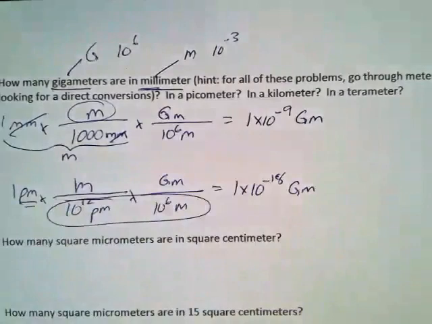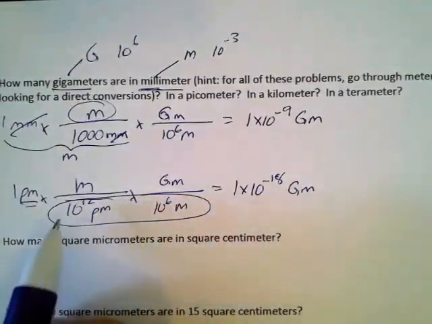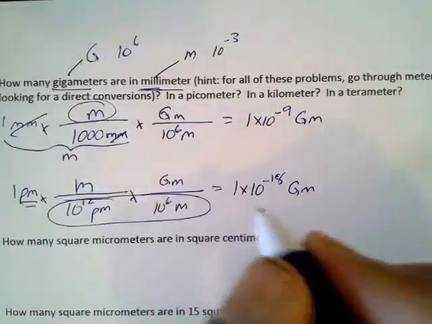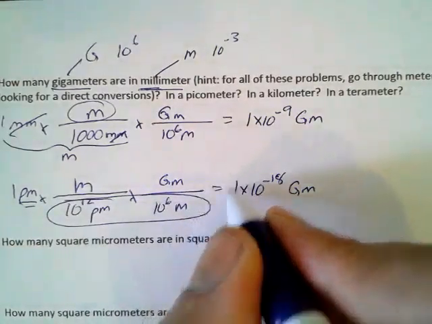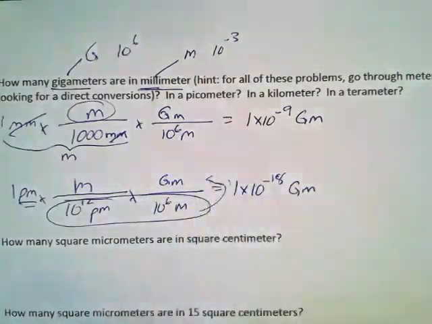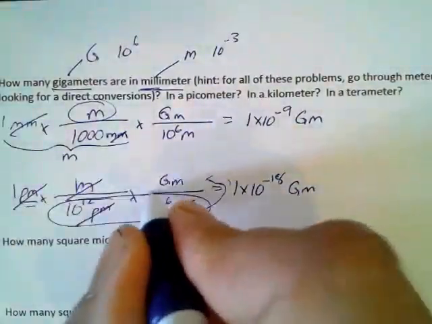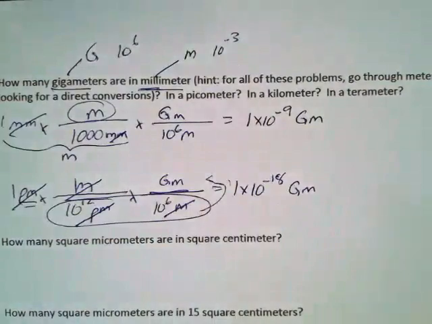So think about that, 10 to the 12th times 10 to the 6th. We add the exponents, you'd get 10 to the positive 18th. And then because it's in the denominator here, we saw in earlier videos, when you flip it up, it would become negative. Picometer cancels picometer, meter cancels meters. We are left with units of gigameters.